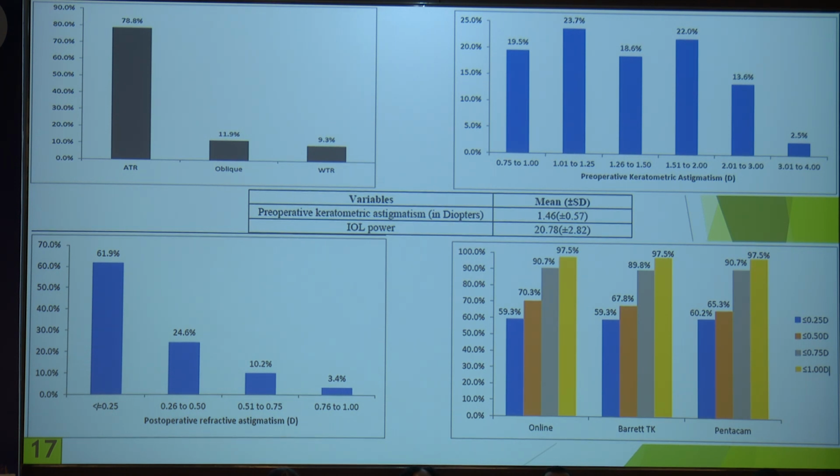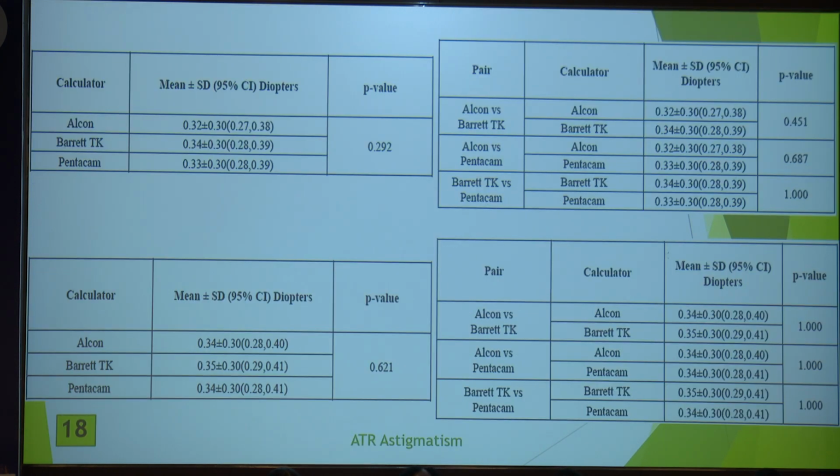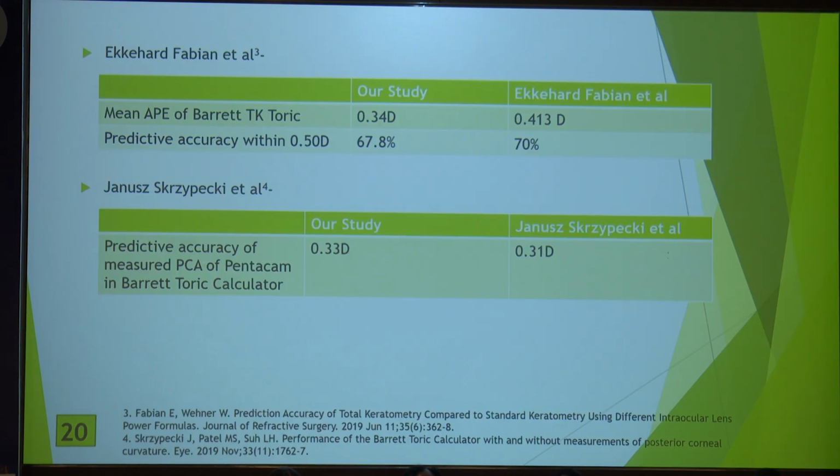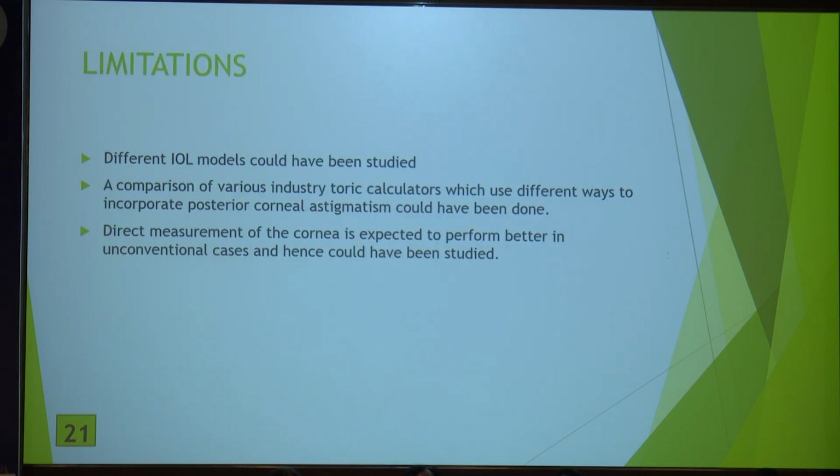And comparing the 0.25, 0.5, 0.75 groups, it's similar in all the 3 calculators. Repeated measures ANOVA was done between the 3 calculators and it was not significant. And post-hoc Bonferroni assessment was also done between the calculators and it is insignificant. Similar results were obtained in the against-the-rule astigmatism group, with-the-rule astigmatism group and oblique astigmatism group. And compared to previous studies, the results were similar. The limitations were that different IOL models should have been studied, and we should have compared other industry toric calculators also. And we should have done direct measurements in unconventional cases like post-LASIK cases.